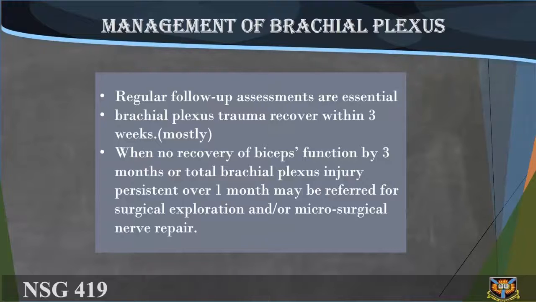Most babies with brachial plexus trauma recover completely within 3 weeks. Babies with no recovery of biceps function by 3 months, as well as those with total brachial plexus injury with no recovery by 1 month, may be referred for surgical exploration and may require microsurgical nerve repair.